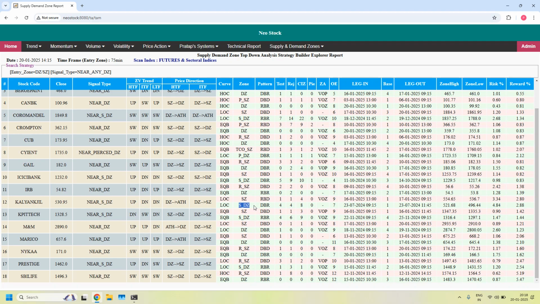Kalyani Jewelries. KPIT Technologies. Prestige. So in total, 4 high liquidity 75 minutes demand zones from this list. Okay, next.